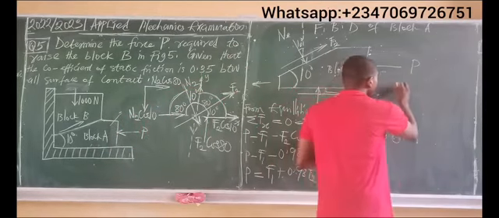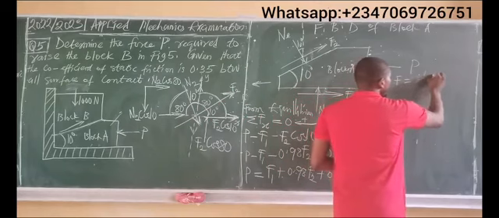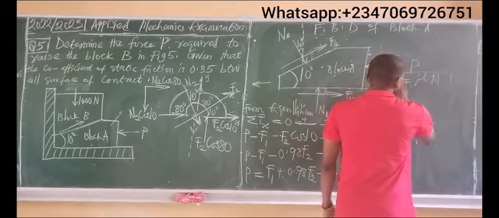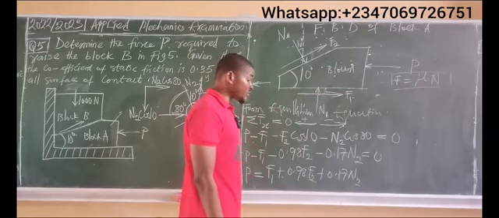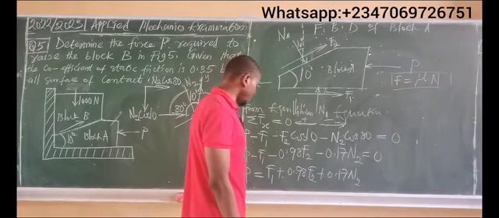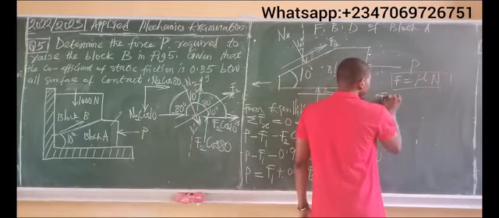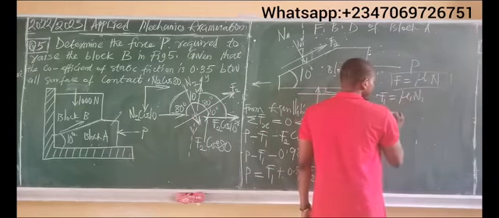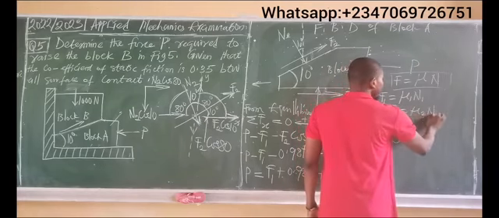that frictional force is always given as the coefficient of static friction multiplied by the normal reaction. This is the relationship between frictional force and the normal reaction. It is always the coefficient of static friction multiplied by the normal reaction. So which means F1, frictional force 1, will simply be what? Mu1 times N1. Similarly, F2 will be equal to mu2 times N2.